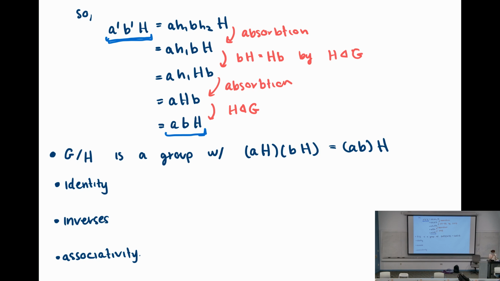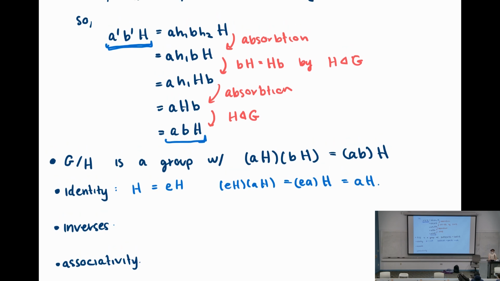Okay, so let's prove it. So what's the identity in G mod H? Yeah, so the identity is just H. So why is this? Well, we can represent H by the identity in G times H. So then EH times, let's say, any AH, that is equal to EA times H, which is AH.